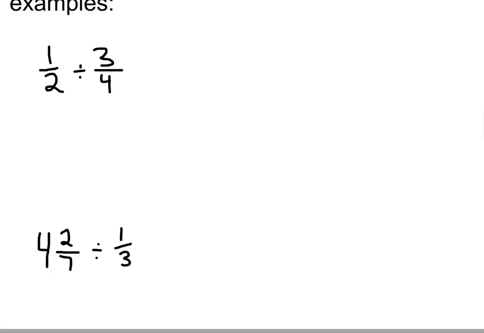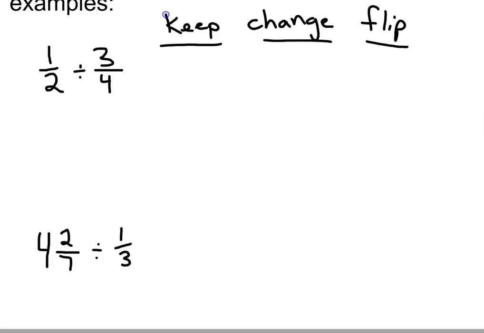It's called keep, change, flip. All you have to do is keep the first fraction. So in this example 1 here, keep the first fraction, change the sign from division to multiplication, and then flip the back fraction. Use what we call the reciprocal of the back fraction.